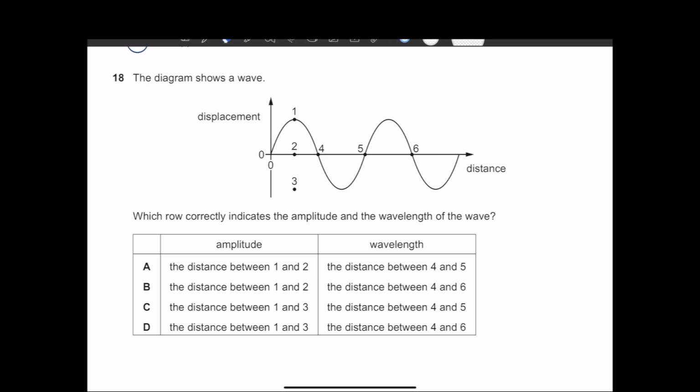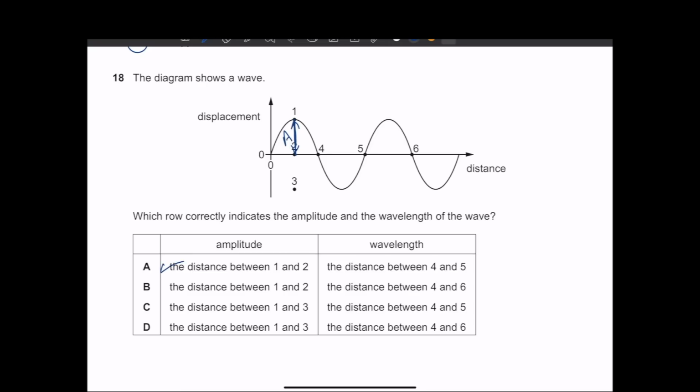In question 18, the diagram shows a wave. This is a transverse wave, crest and troughs, as you know. So which row correctly indicates the amplitude and the wavelength of the wave? Let's test them one by one. The distance between 1 and 2 here, this is the amplitude. I agree with that. I have no doubt it is the amplitude. So I'm going to highlight this one as correct.